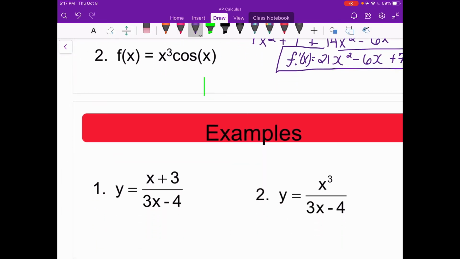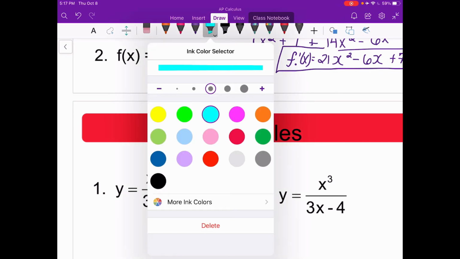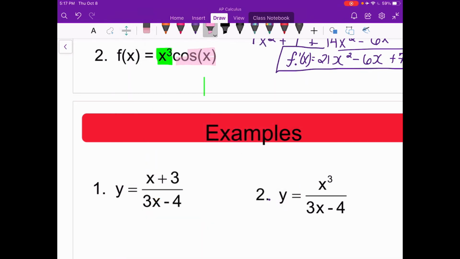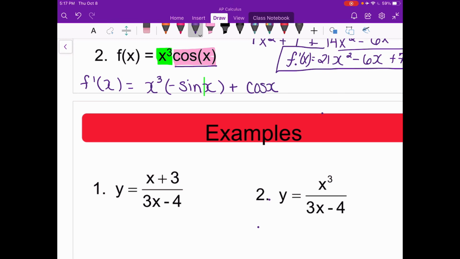Number 2 has a little trig. Be careful to separate these functions. It's x cubed, which is separate from cosine of x. So f prime of x would equal the original first function times the derivative of the second. The derivative of cosine x is negative sine x. Plus the original second times the derivative of the first. Be careful here. You don't want to combine the derivative inside the cosine function.